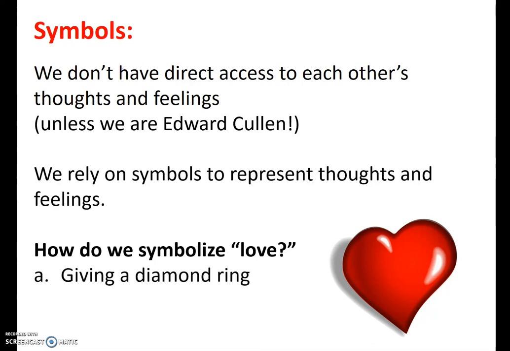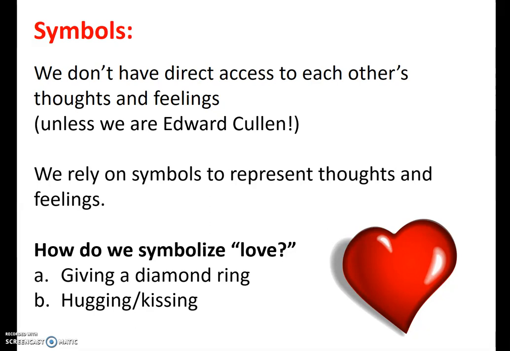We could give a diamond ring. Someone gives you a diamond ring, maybe gets down on a knee and proposes. That is a symbol of love. A diamond ring is a symbol of love. What about hugging and kissing? Hugging and kissing are symbols of love. You don't typically hug and kiss people that you don't love. Well, especially kissing. You might hug your friends, but you still may love them in some way.